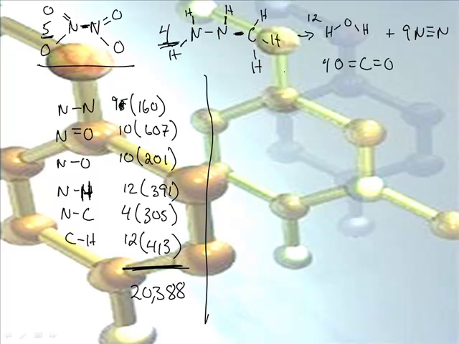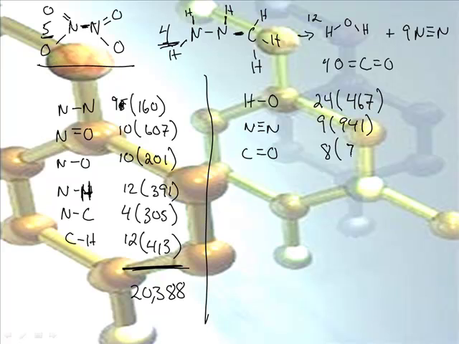20,388. Now on the reverse side, we've got 12 waters, so I've got an H-O bond, but there are 2 of them here, so that'll be 24 times, what's the H-O bond? 467. That'll be a big number. For the N triple bond N, there are 9 of them, and that's 941. And then the C double bond O for the carbon dioxide, there are 8 of these, isn't that 799? It is. Yeah, times 799. Not as many, but still they're going to add up to a pretty big number.